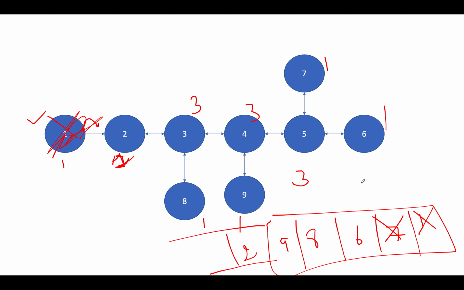Next we see 7. So 7 gets deleted. The degree of 5 gets reduced to 2. Let's proceed ahead. Next we see 6. 6 gets deleted and the degree of 5 gets reduced to 1. 5 also gets pushed into the queue by virtue of degree getting set to 1. So 6 is gone. Next I see is 9. Next I see is 8. So 8 gets pulled out and the degree of 3 gets reduced to 2. Next I see is 9. 9 gets pulled out and the degree of 4 gets reduced to 2.